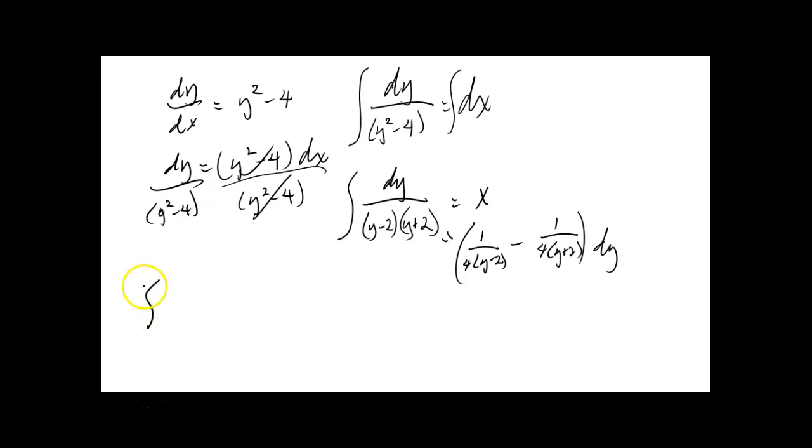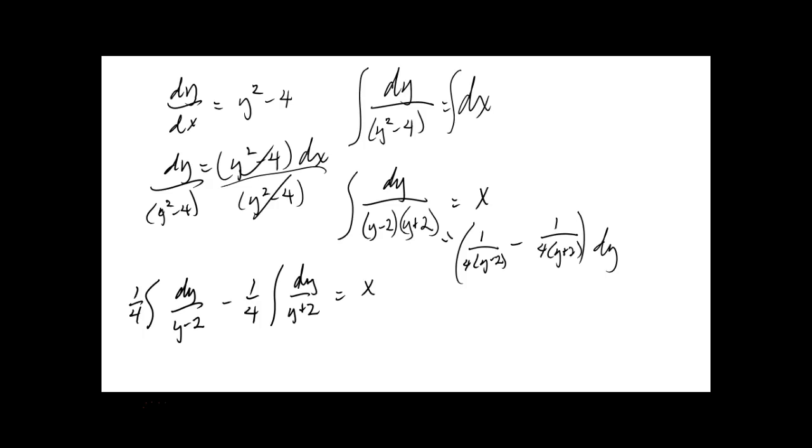Now your integrals are this. The integral, I'm going to pull out the 1/4: dy over y minus 2, minus, pull out this 1/4, dy over y plus 2. And that's equal to your x. We may have a plus c somewhere in there in a little bit, but we'll come back to that later.